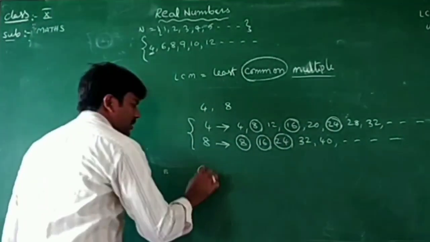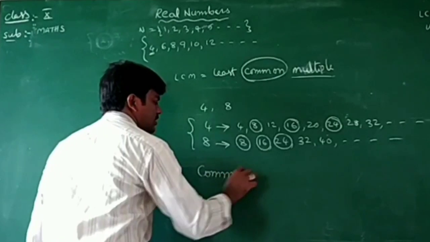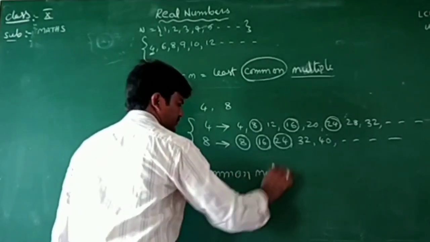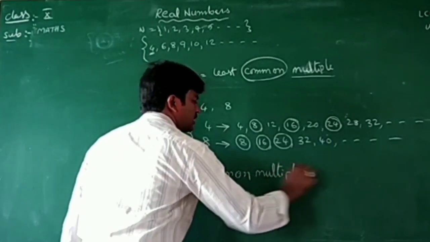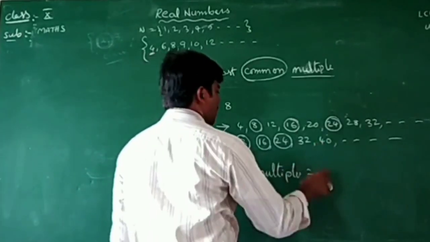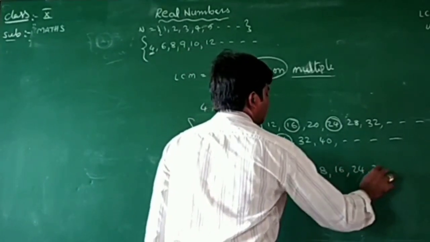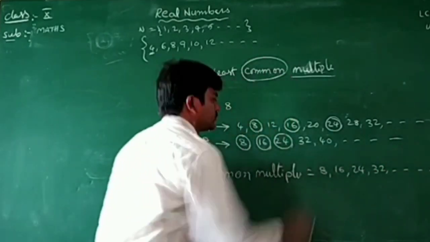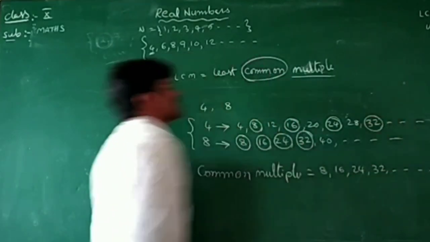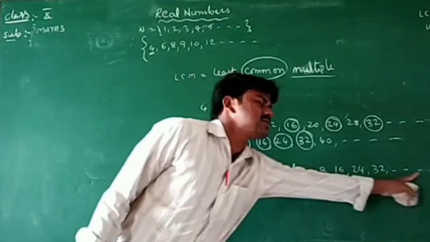Now what are the common multiples? List out the common multiples. So the common multiples are 8, 16, 24, 32 and so on. 32 is also there, and so on. Still there will be more, so the common multiples will be many.